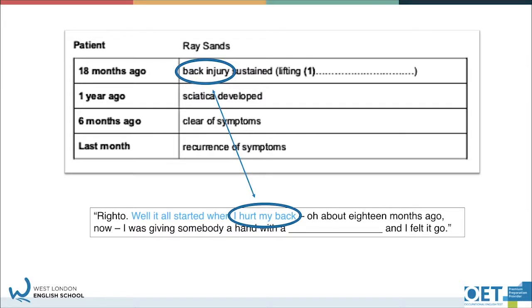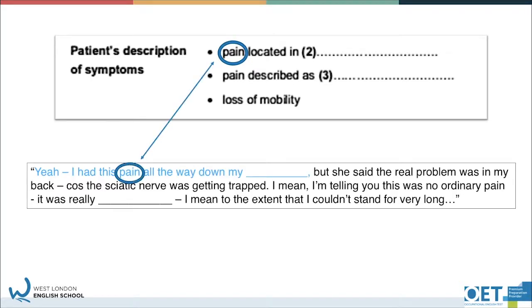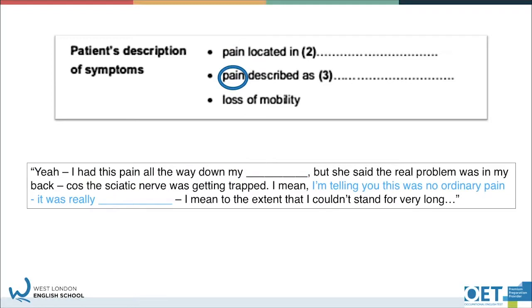It's the same with question number 2. Once the patient talks about their pain, the patient says, I had this pain all the way down my... I've taken out the answers because we're going to do this listening and I don't want to give you the answers. But once you hear the patient talk about the pain, you know that the answer is coming for question number 2. It's the same with question number 3. The patient says, I'm telling you, this was no ordinary pain. As soon as you hear that, you know that the answer is coming. So try to pay attention to the words before and also after the gaps, as these indicate when the answer is on its way.